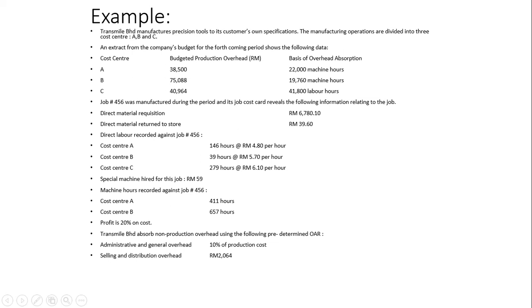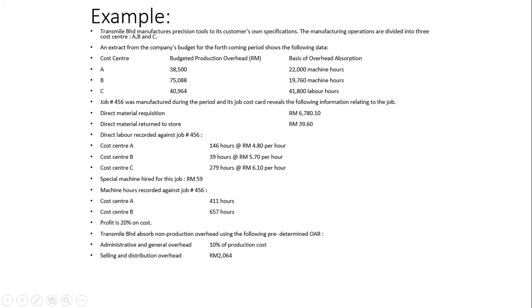So this information is used to calculate the OAR. For cost center A, the basis is machine hours, same with cost center B, and direct labor hours for cost center C. Okay, the next information given is all the information related to the material. That means we requested 6,780, but they returned 39.6. So the difference here is the usage of the material. Okay, the next information given is direct labor. So they have given hours and also rate. So this is the direct labor cost for cost centers A, B and C.